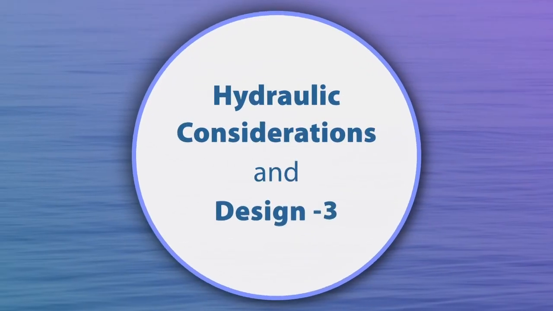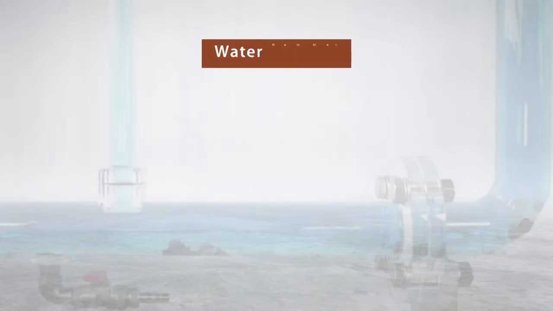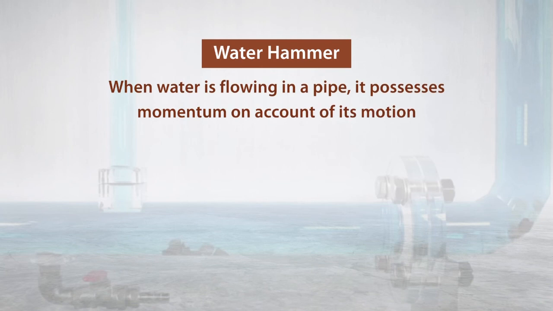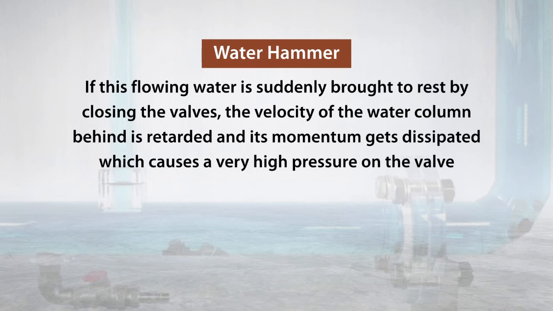Today we'll discuss hydraulic consideration and designing, part 3. Water hammer. When water is flowing in a pipe, it possesses momentum on account of its motion. If this flowing water is suddenly brought to rest by closing the valve, the velocity of the water column behind the valve is retarded and its momentum gets dissipated, which causes a very high pressure on the valve.